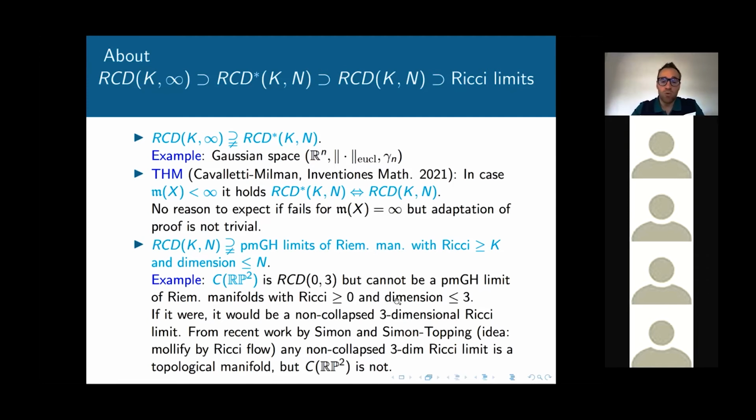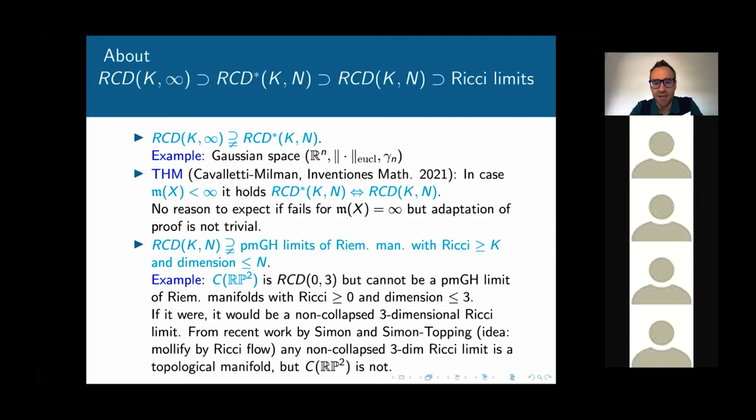Okay. Now, since this space over RP2 is three-dimensional, if it is a limit of three-dimensional manifolds, it must be non-collapsed. So by this result of Simon and Topping, it will need to be a topological manifold. But at the tip, it is not a topological manifold, and so it cannot be a Ricci limit. Okay, so you have this strict inclusion of Ricci limits in RCD.